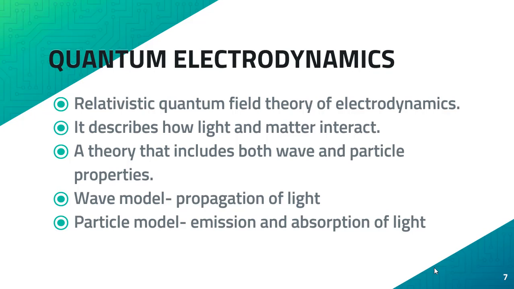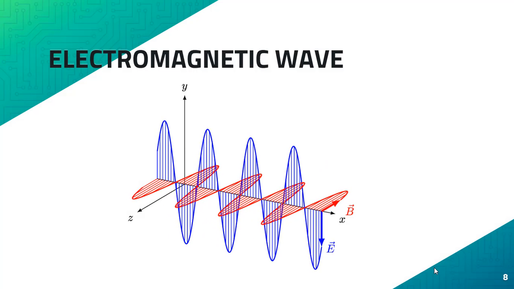Now, the resolution for that, the combination of light being a wave and a particle, was answered by quantum electrodynamics. This is also part of modern physics, a relativistic quantum field theory of electrodynamics. It describes how light and matter interact. This is a theory that includes both wave and particle properties of light. So we have here the dual nature of light, light as a wave and light as a particle. The wave model is very appropriate to describe the propagation of light, but the particle model is very appropriate when it comes to discussing emission and absorption of light, and that is under quantum electrodynamics.